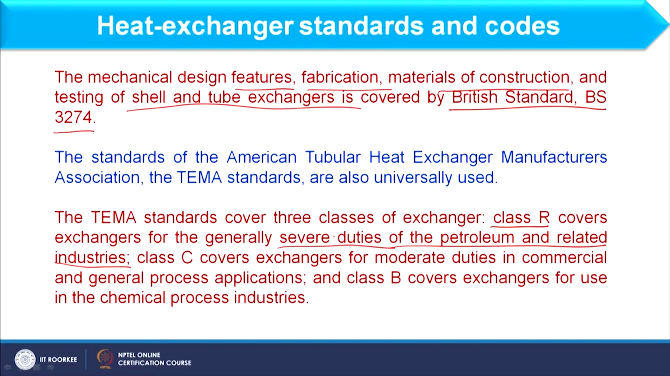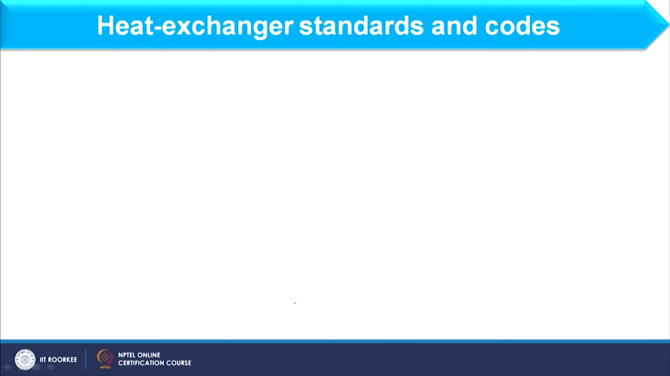So when the duty is very large, we go for class R exchangers. Class C covers the exchangers of moderate duties in commercial and general purpose application, and similarly class B covers exchangers for use in chemical process industries. So in the chemical industry we usually use class B as shell and tube heat exchanger.